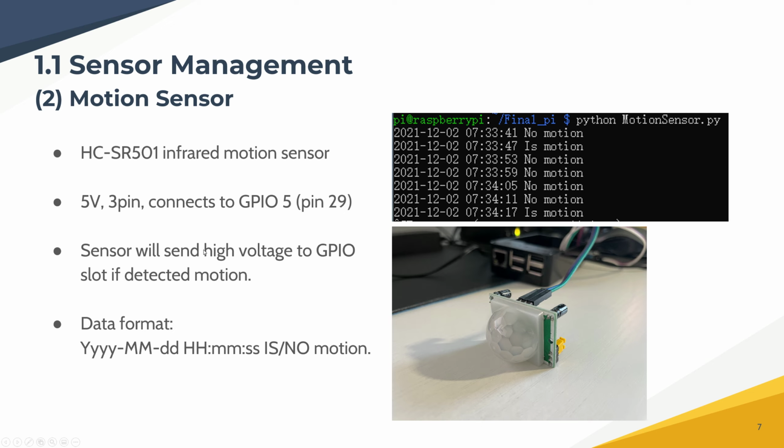For this sensor, it will send a high voltage to the GPIO slot if it detects motion, and it will send no data through the GPIO slot if there's no motion detected. And the data format is year, month, date, hour, minute, second, and motion or no motion.